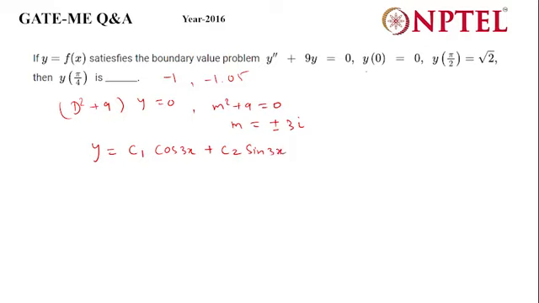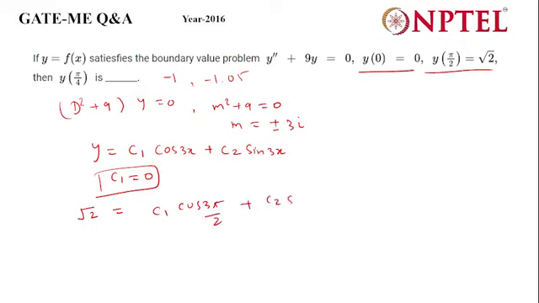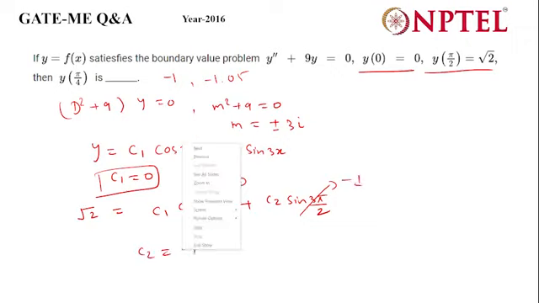Then again they have given two boundary conditions. First we will put y = 0, x = 0, and you will get y = 0. From this boundary condition you will get c1 = 0. Then second boundary condition is y = root 2 at x = pi by 2. We'll put this boundary condition in the equation of solution. Sin 3 pi by 2 is minus 1. So your C2 will be minus root 2.